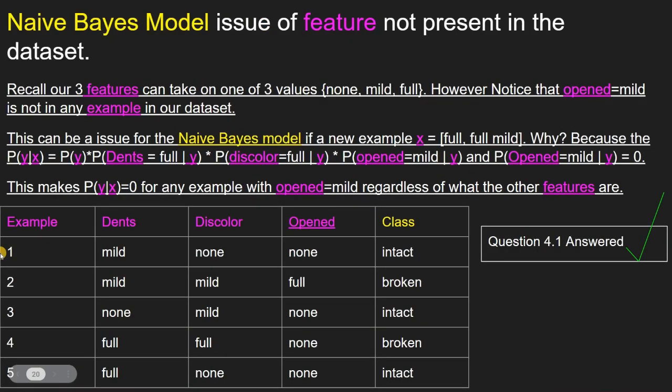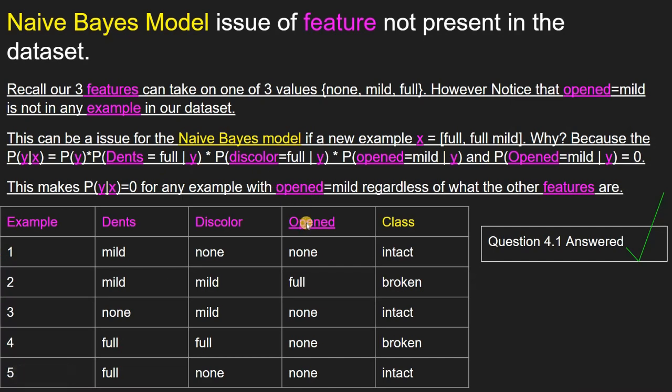Naive Bayes model issue of a feature not present in the dataset. So recall our three features, dense, discolor, and opened, right? They take on one of three values, either none, mild, or full. However, if you look in the data set, you'll notice that the feature opened is never equal to mild. It's not in any example in our data set.